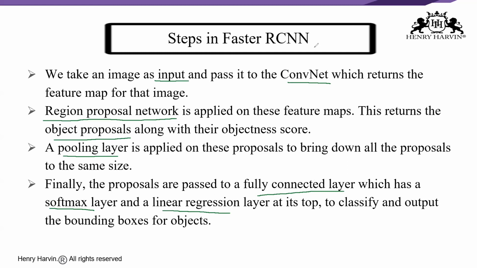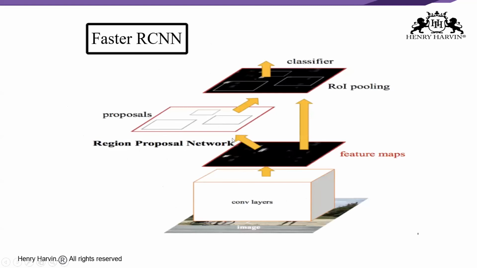So this is what you have to understand about this, right? Here you can see the image, then there is the convolution layer, then RPN, then proposals, and then the classifier and ROI pooling. Faster RCNN takes the feature maps from the CNN and passes them to the region proposal network.